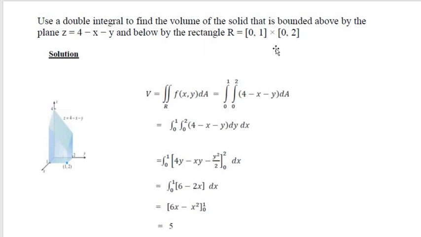Since R is a rectangular shape region, x is varying from 0 to 1 and y is varying from 0 to 2. Therefore, the double integral over R of f of x y dx dy can be written as the integral from 0 to 1, integral from 0 to 2, of 4 minus x minus y dy dx. So here first integrate with respect to y and then with respect to x. So we get 5. This represents the volume of this solid. So 5 cubic units is the volume.